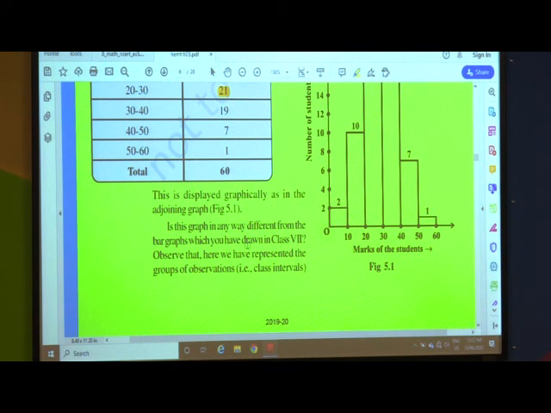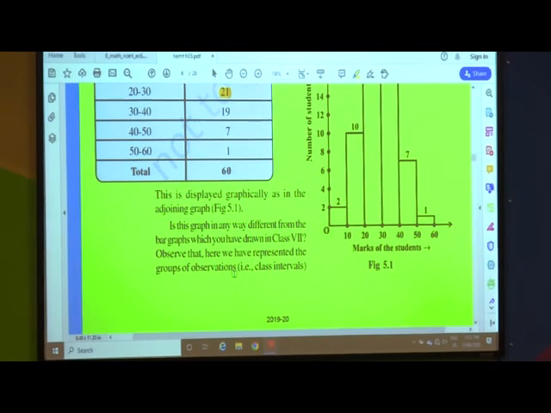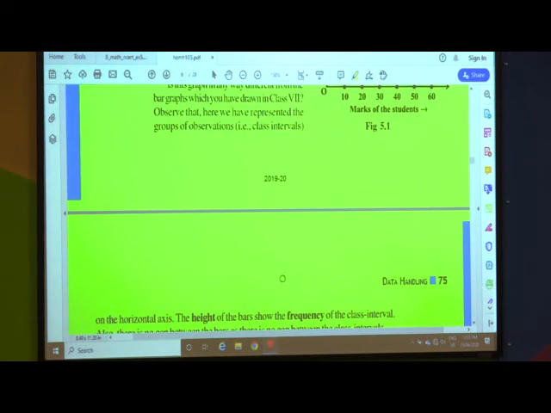Is this graph in any way different from the bar graphs which you have drawn in class 7? Observe that here we have represented groups of observation, that is, class intervals. We are comparing with our previous studies of class 7. If they are different, why? The reason is very simple: here we have represented groups of observation, not ungrouped data. It is grouped.